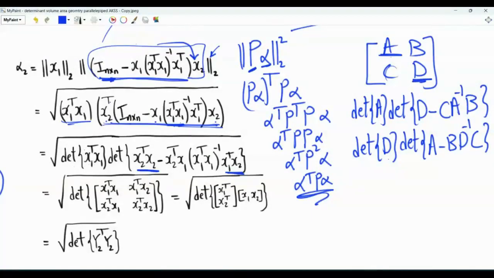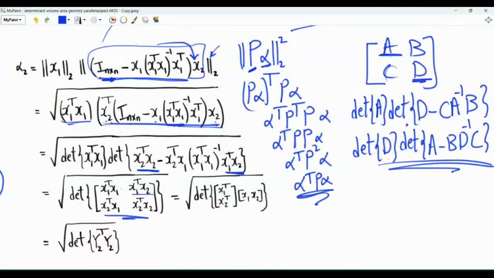If we look here, we have the determinant of something, and then we have the same structure as the determinant of a block matrix. The product of these two determinants is exactly the determinant of a 2 by 2 matrix, in which the elements look like this. Element 1, 1 is x1 transpose x1. Element 2, 2 is x2 transpose x2. And then here we have x1 transpose x2, and here we have x2 transpose x1.